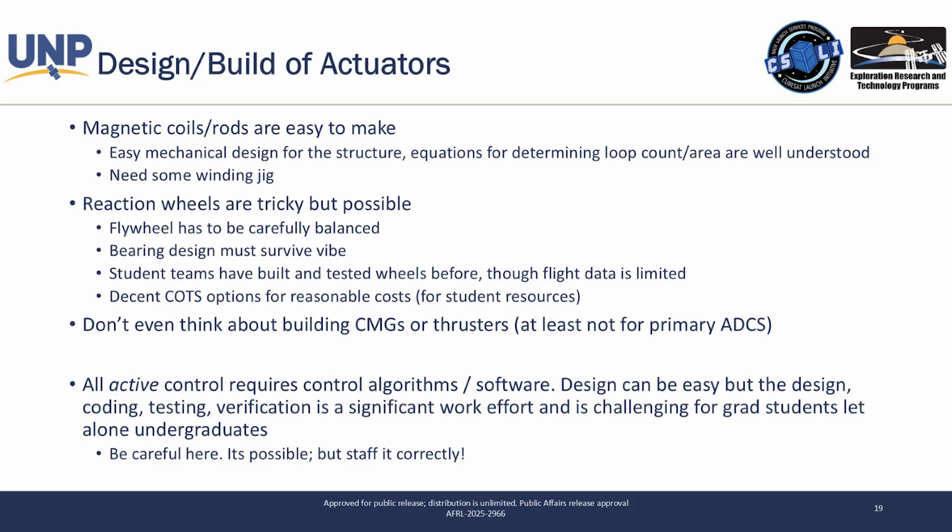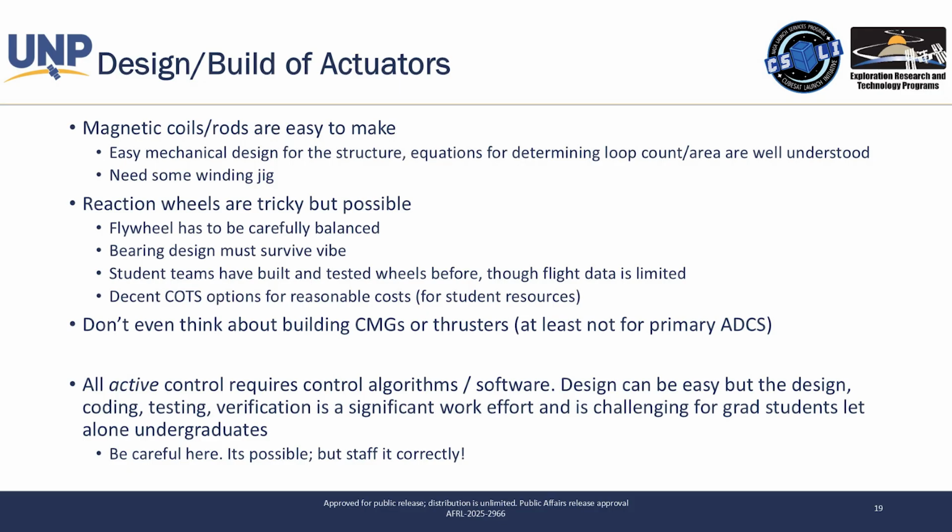But you can buy them too. Reaction wheels are tricky, but possible to make. You do need fairly balanced stuff, so if you have good machinists, a good machine shop, it's doable. This one takes a little bit more work. Don't even think about making CMGs or your own thrusters if that's part of your primary ADCS.